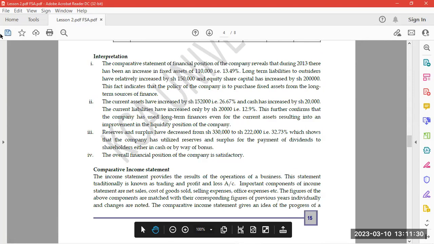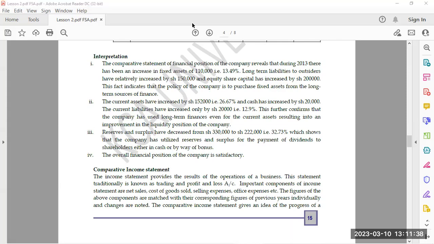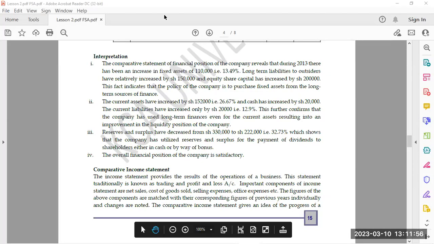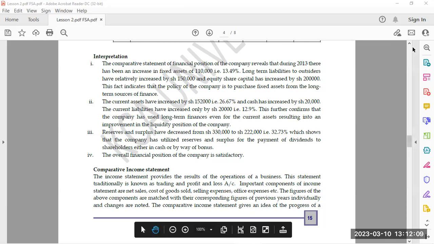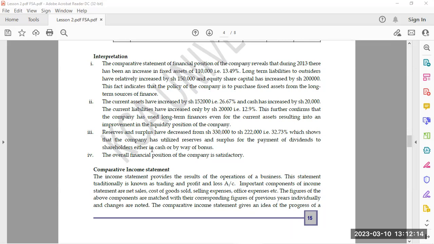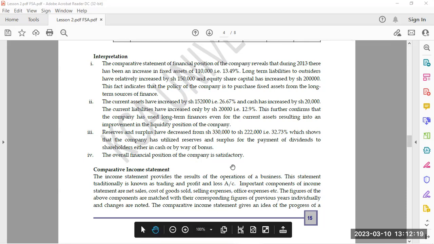Comparative income statement, that one we will look at later. Today we were looking at the comparative balance sheet. And with that, I think it marks the end of the lesson today. Next lectures, we are going to look at the comparative income statement. For today, we were just looking at the comparative balance sheet: how do we compare a balance sheet in financial statement analysis?